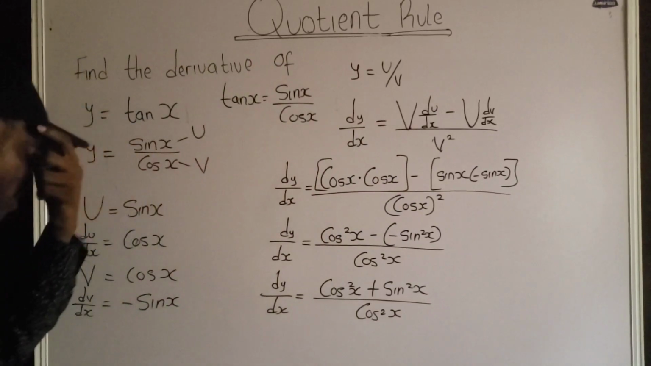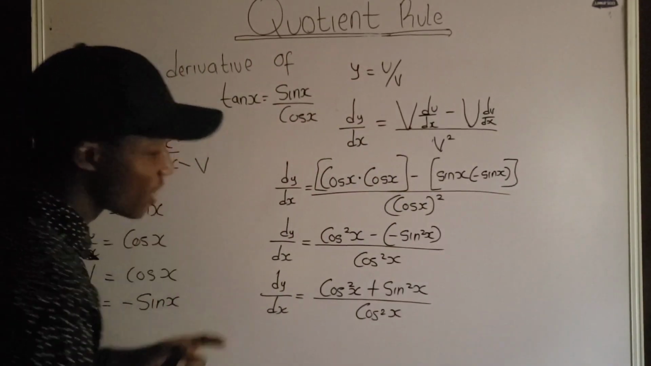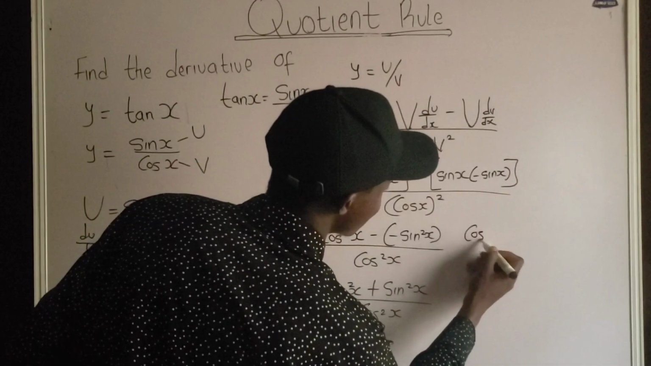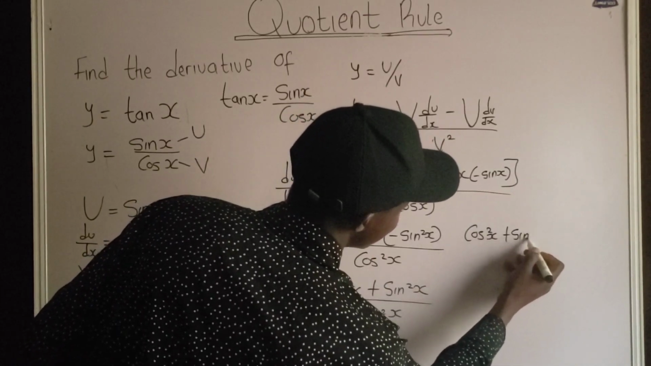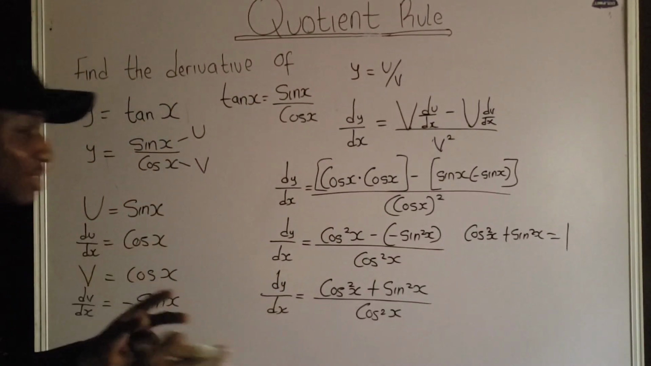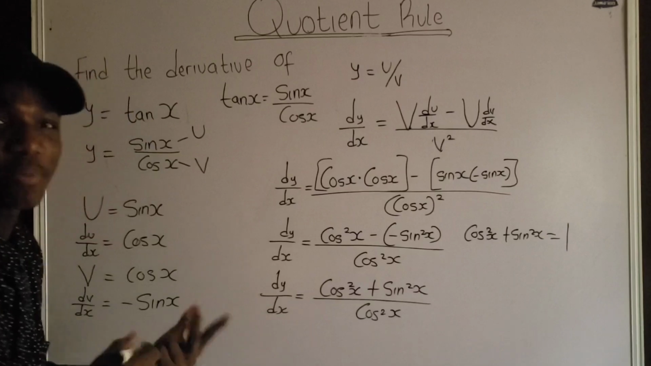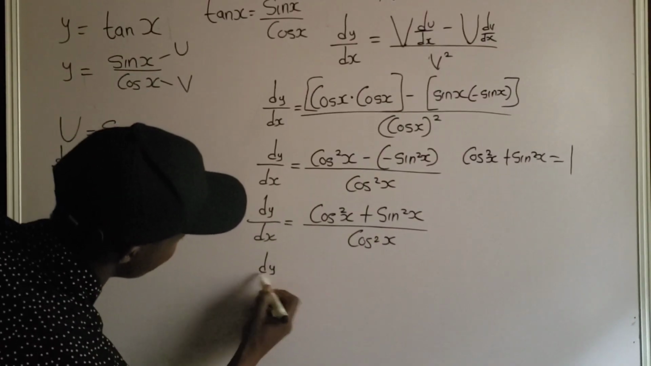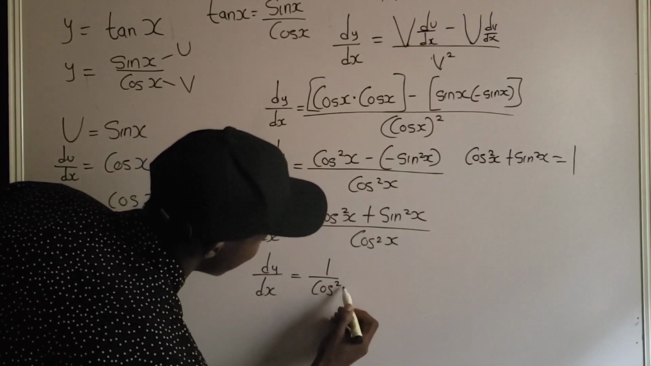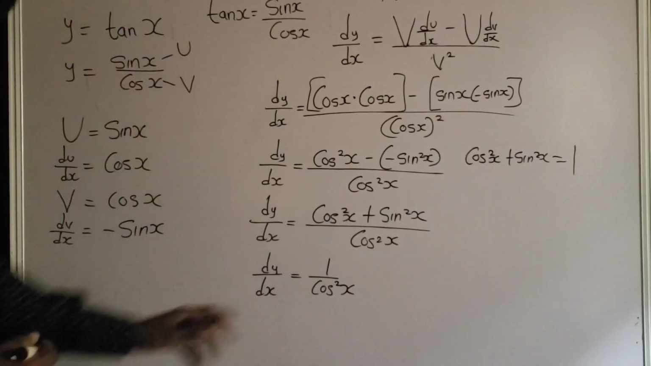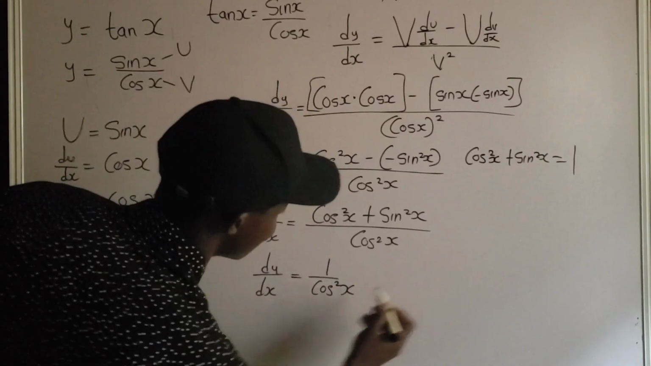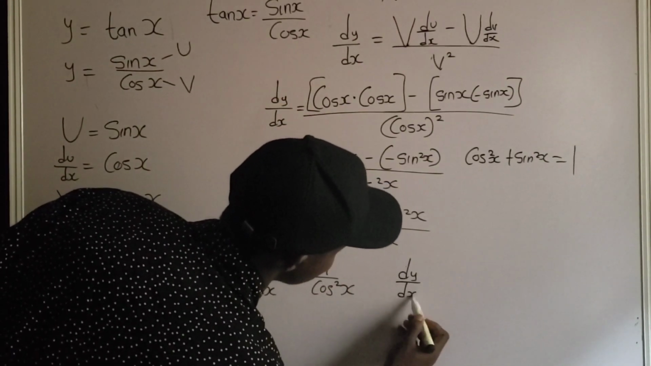You can see we arrived here. Don't forget that from your basic trigonometry identity, cos square x plus sine square x is equal to 1. So this cos square x plus sine square x can be represented as 1. So I'm going to have dy over dx is equal to 1 over cos square x. And 1 over cos square x is also the same thing as sec square x. So dy over dx is equal to sec square x.